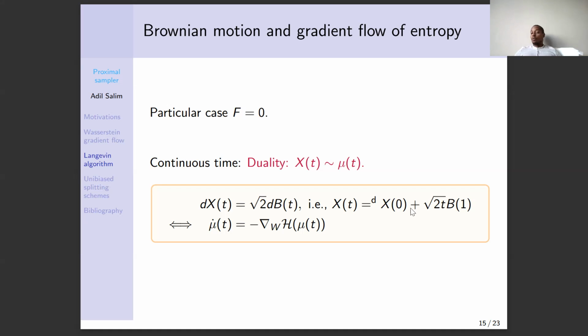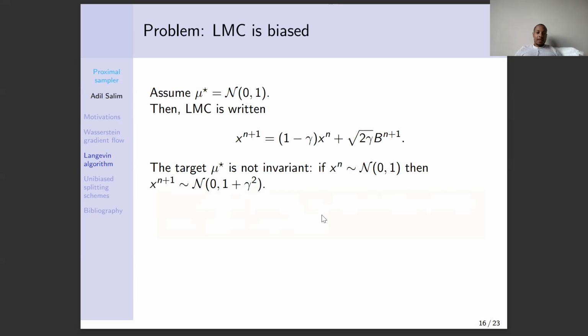We know how to sample a Brownian motion, so basically we know how to implement in practice the Wasserstein gradient flow of the entropy. We don't know how to do it when f is not equal to 0. We don't know how to do it exactly. But if f is equal to 0, it's all about sampling random variables, so all about sampling Gaussian variables. So we know how to implement the Wasserstein gradient flow of the entropy.